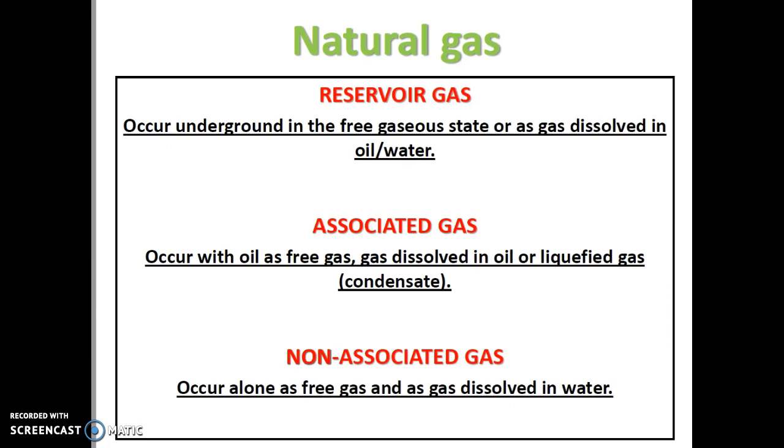Whatever in the subsurface, right? The gas that we normally deal with in our area, we call reservoir gas. That means the gas that occupies the reservoir rock. So in general, reservoir gas occurs underground in the free gaseous state or as gas dissolved in oil and water. A typical reservoir gas usually contains methane, around 70 to 100%, which we call dry gas.